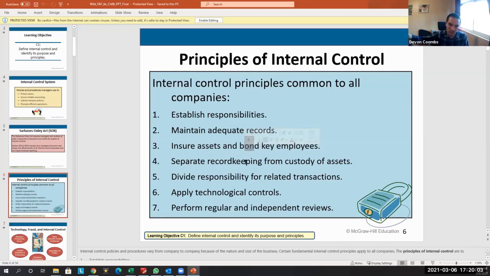Like if an employee quits, we might have a way to mitigate them from either quitting or getting insurance if they quit or die. Making sure that those who hold assets are separate from the record keepers, so the person who's holding the asset can't fudge the records. Making sure that there's divided responsibility between transactions, and that we use technology in a strong way and regularly have independent reviews of materials.